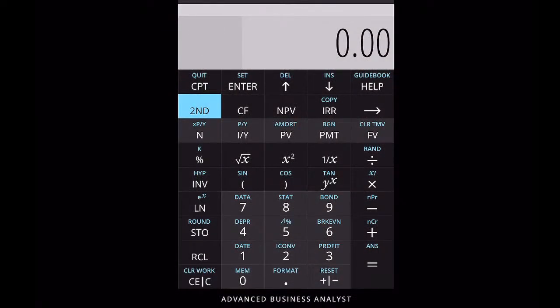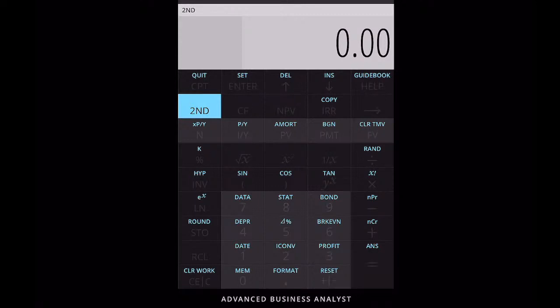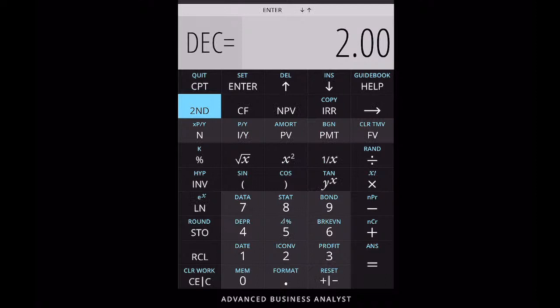So right now it's 2 decimal places. That's not sufficient. So we need to hit second, which activates the blue words in the upper part of the key. Second, format, and now it opens up how many decimals you want. Now it's set at 2, so we need to change that to 9 and hit enter to store it. And enter was fine. That should be done.